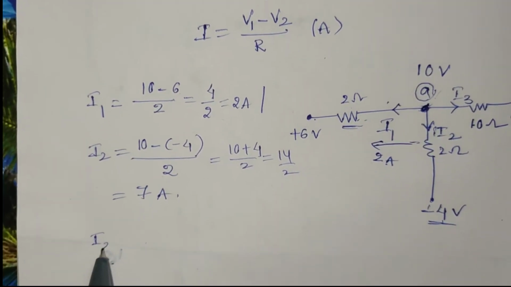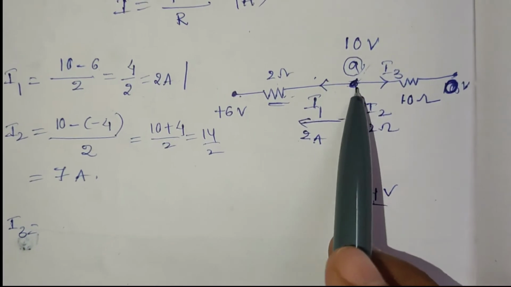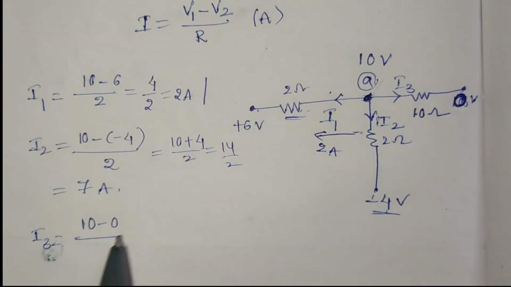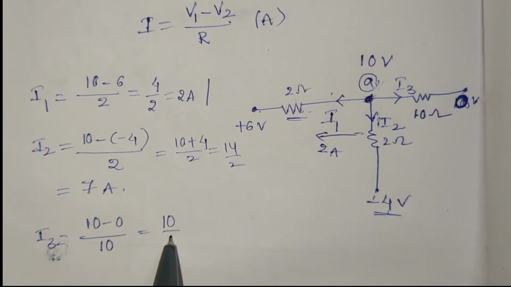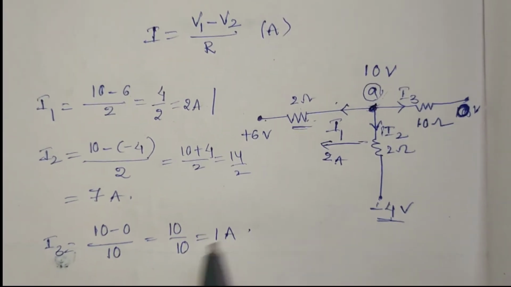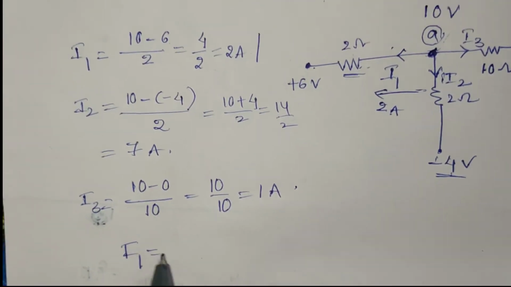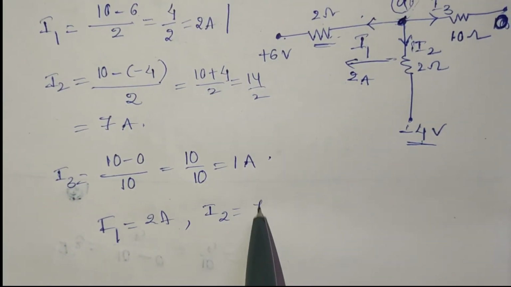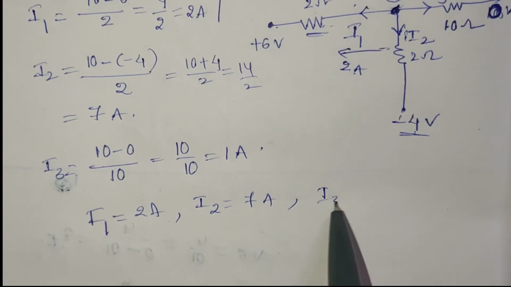Similarly you can find I3 here. I3 is the current leaving from 10 volts to 0. That will be 10 minus 0 by the resistance, which is 10. It will be 10 by 10, that is 1 ampere. So this is how we can find the currents at a node. That is, I1 is 2 amperes, I2 is 7 amperes and I3 is 1 ampere.